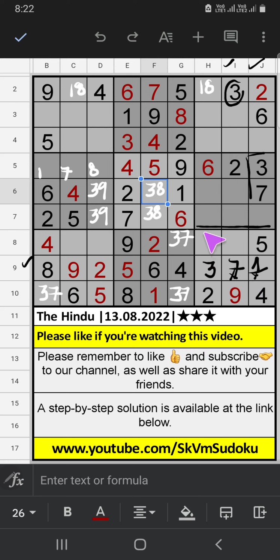9th grade, 2 numbers are remaining, 6 and 8. Column H, we already have 6, so 6 can't come in the cell, 6 is confirmed here. Then 8 is here. Column H, we already have 8, so 8 can't come in the cell, 8 is confirmed here. Then 1 is here. Column J, 2 numbers are remaining, 8 and 9. It will come in the 2 cells. We will confirm later.